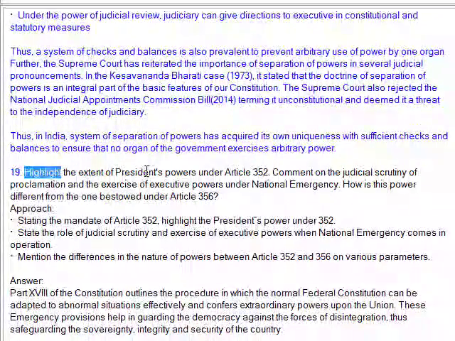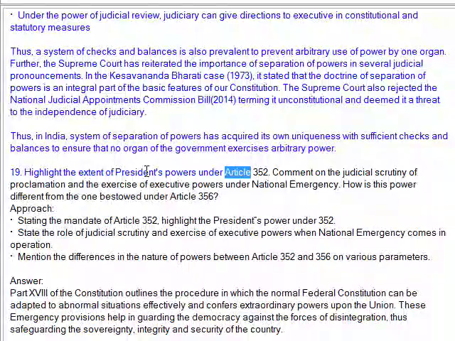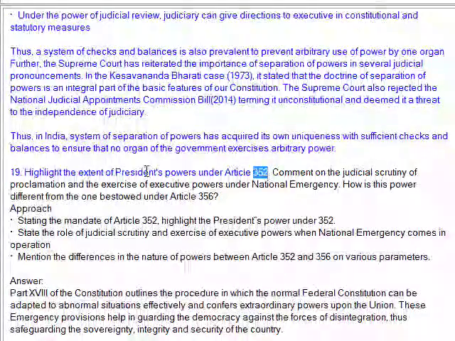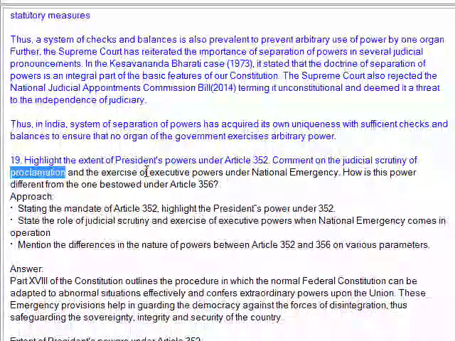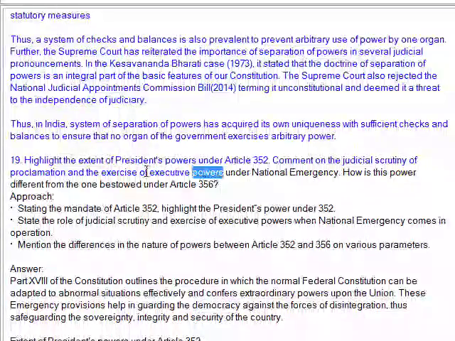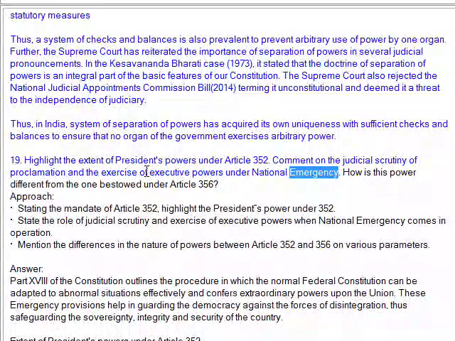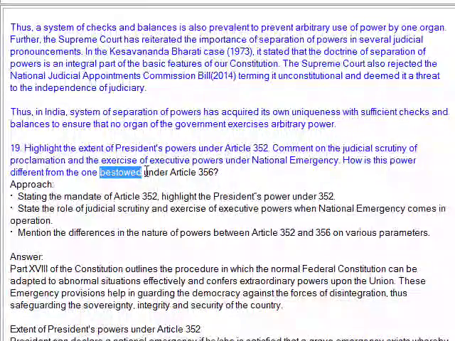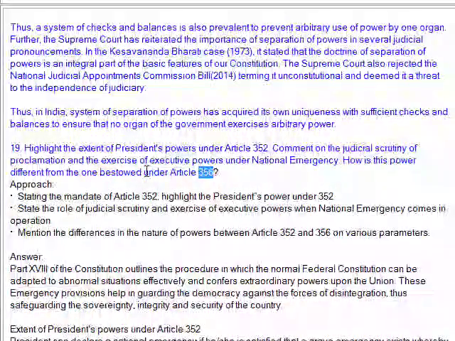19. Highlight the extent of the President's powers under Article 352. Comment on the judicial scrutiny of proclamation and the exercise of executive powers under national emergency. How is this power different from the one bestowed under Article 356?